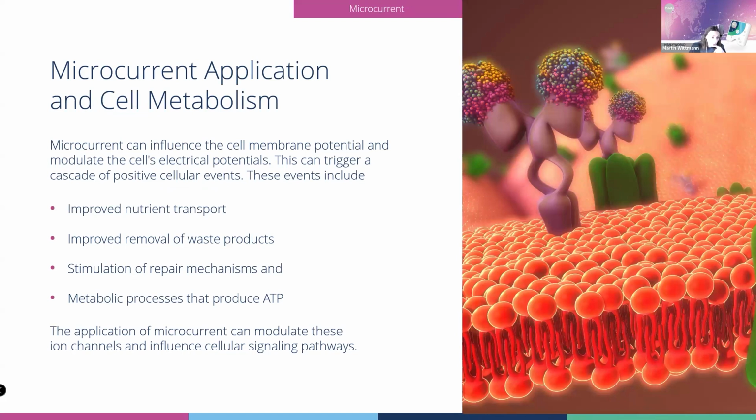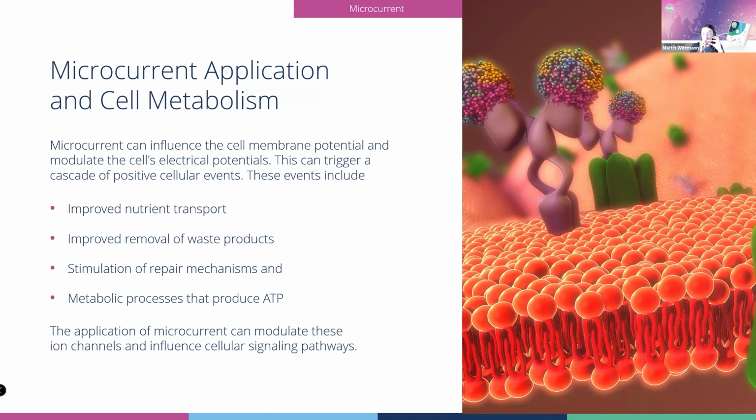Yeah, and of course, microcurrent can influence the cell membrane potential and modulate the cell's electrical potentials. So it can trigger a cascade of positive cellular events. Everyone is aware that we have our single cells, and those single cells have basically small holes in their membrane, and those are called ion channels. Those channels open, and something goes out of the cell or into the cell.